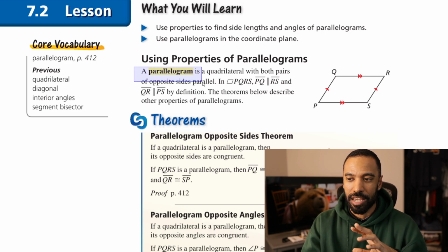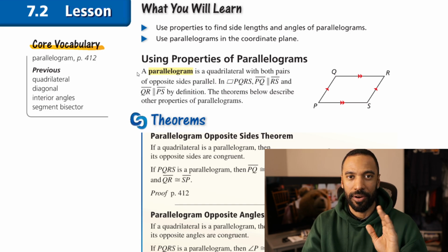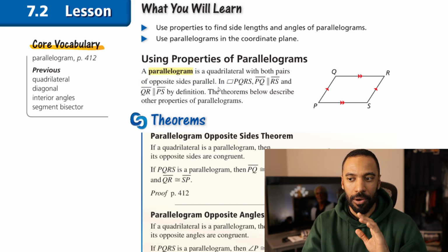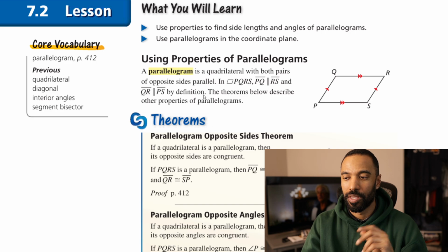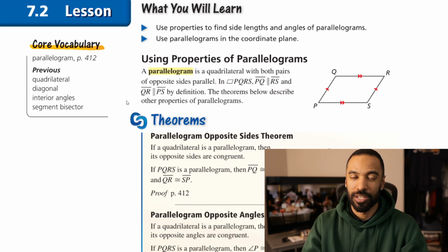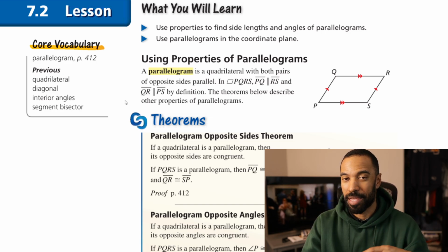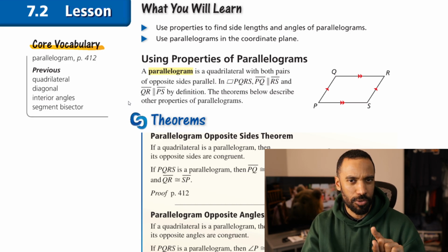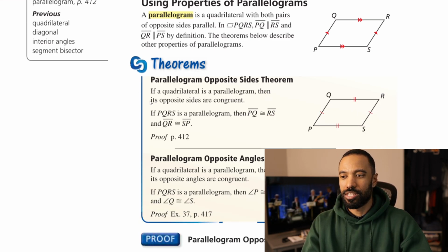But this is the definition. Anything else that is true about it is by extension of this. Without this, it wouldn't be possible. The opposite sides parallel, both pairs. So a parallelogram has two pairs. There are some that have one pair, which we'll talk about in a different section, and there are some that have zero pairs but still have unique aspects. Okay, so let's see some theorems.